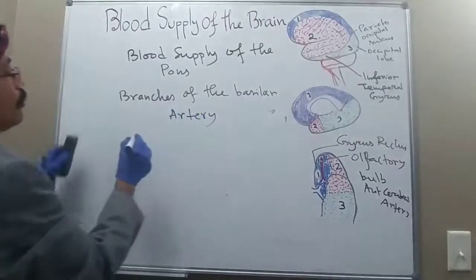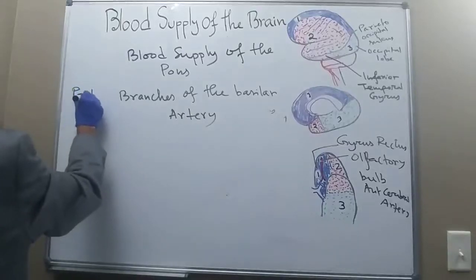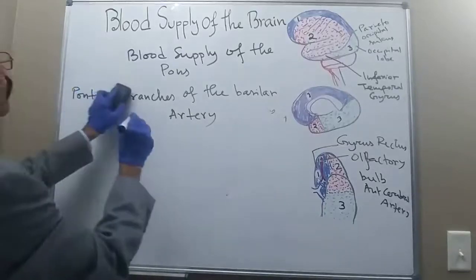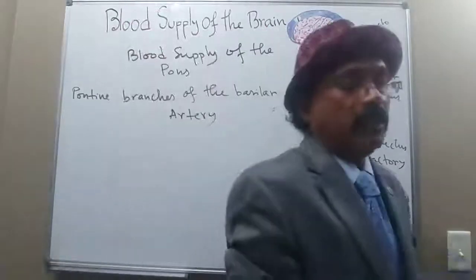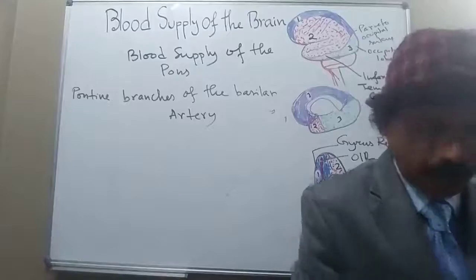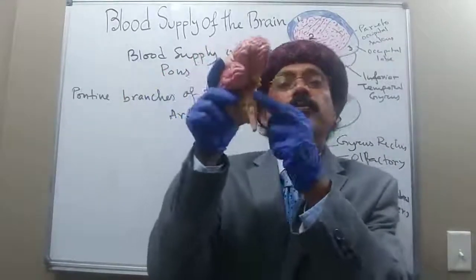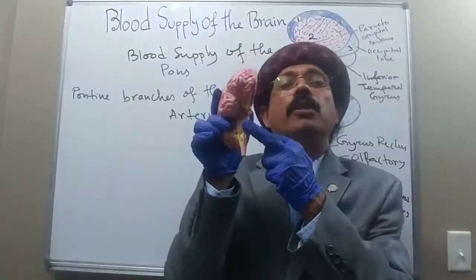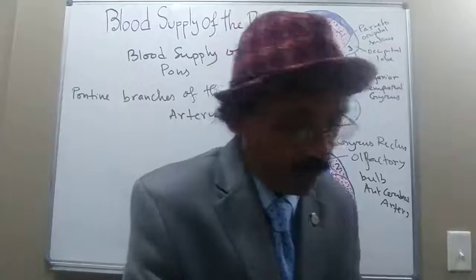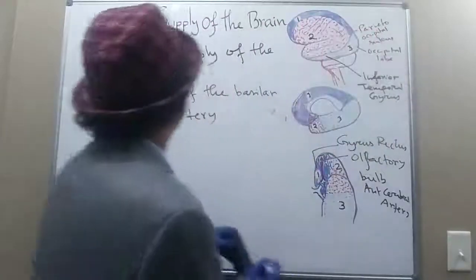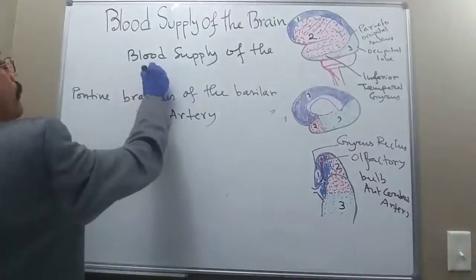Okay. We call it pontine branches of the basilar artery that supplies the pons. This is the pons. Pons is supplied by the pontine branches of the basilar artery. Okay. Then we'll go to the blood supply of the medulla oblongata.